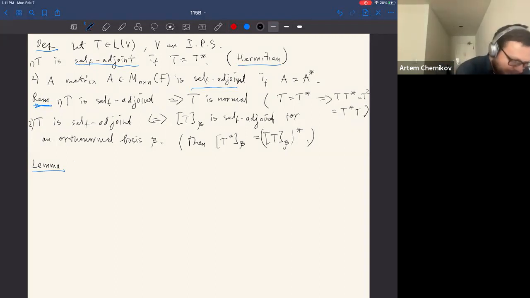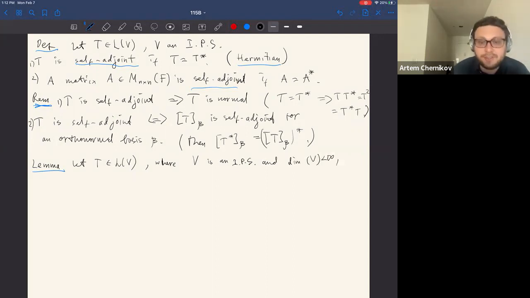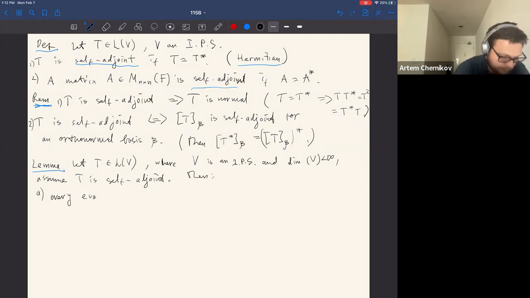Okay, and this is the next lemma. So let me write it. So given T, a linear operator over V, where V can be a real inner product space or a complex inner product space, doesn't matter. So where V is an inner product space and the dimension of V is finite. Okay. Assume that T is self-adjoint. Okay. In this case, we're going to show that every eigenvalue of T is real. Okay. So this is the first claim.